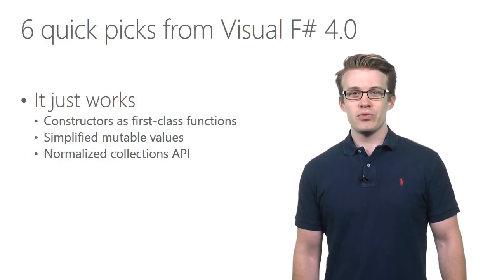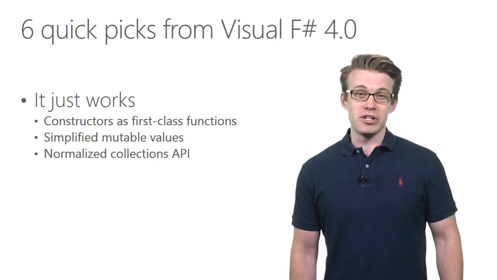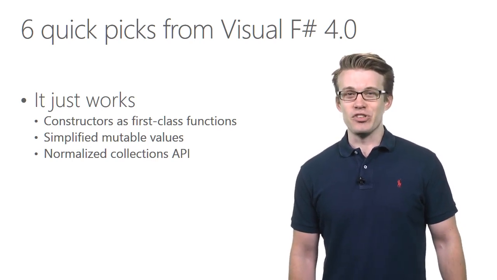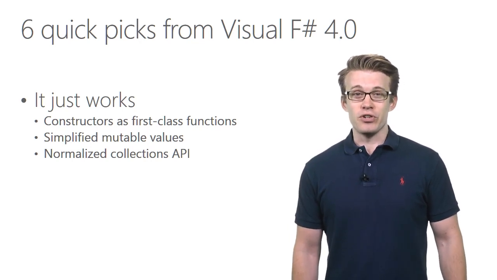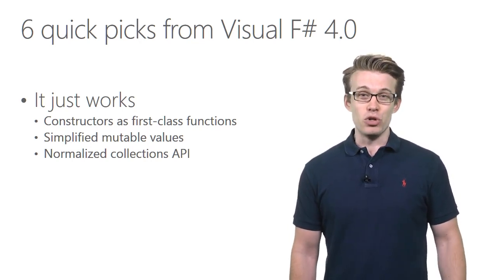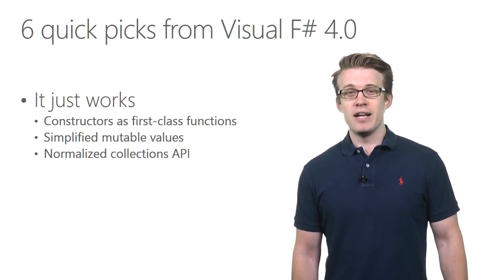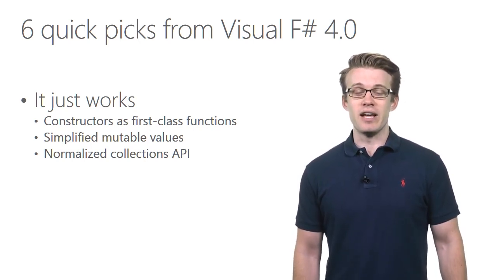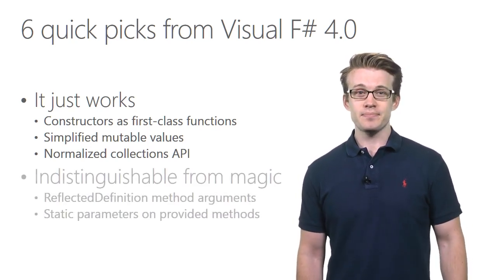The first 3 features we'll look at fall under the basic heading of "it just works." These are things you might even have tried to do in earlier versions of F#, but found that they weren't supported or maybe required workarounds. Constructors now work as first-class function values. Mutable values are now streamlined and simplified. And the functional style core collections API is now fully normalized across arrays, lists, and sequences.